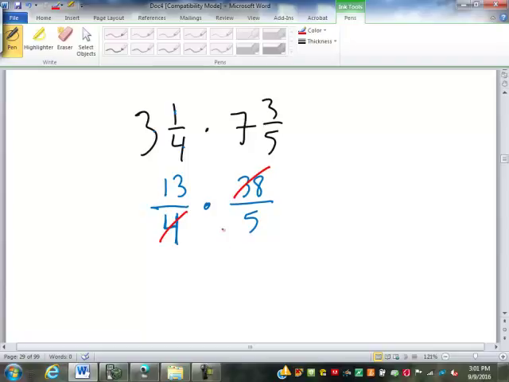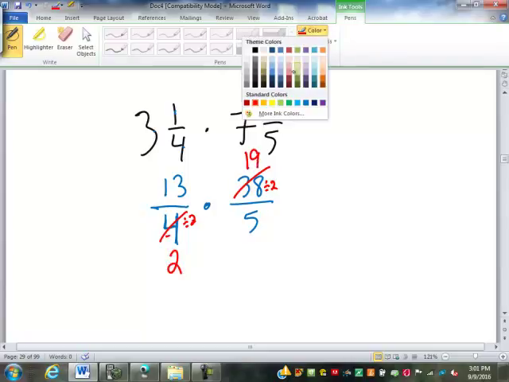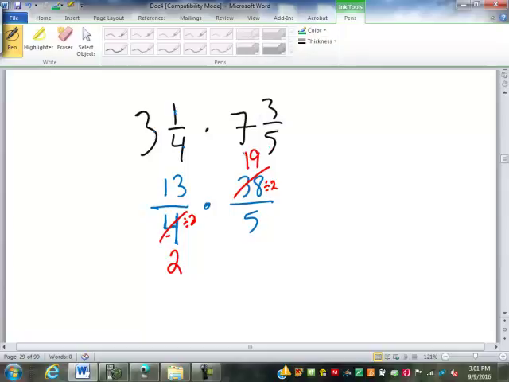Our 4 and 38 can both be divided by 2. 38 divided by 2 is 19. 4 divided by 2 is 2. So now we'll multiply straight across. 13 times 19 is 247, right? 2 times 5 is 10.